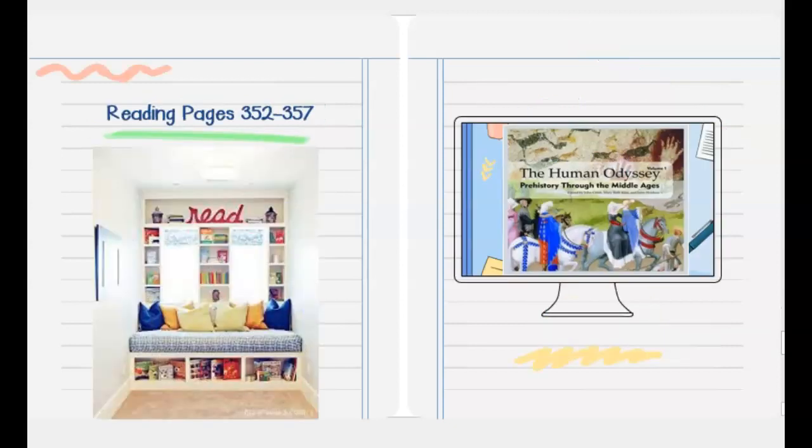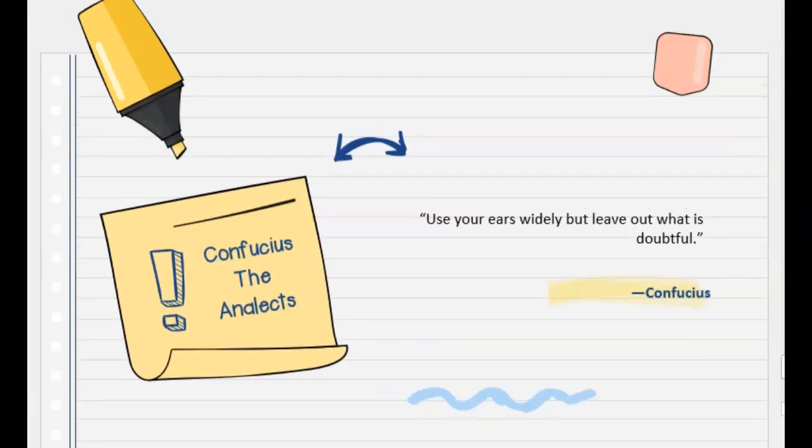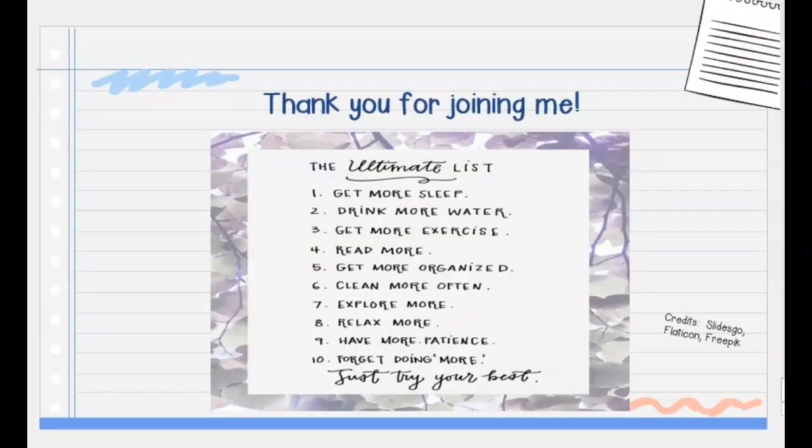Make sure you do complete your reading pages 352 to 357 for this lesson. And here with this unit, we switched over from our book of quotes to our Confucius, the Analects. Use your ears widely, but leave out what is doubtful. And that was said by Confucius.